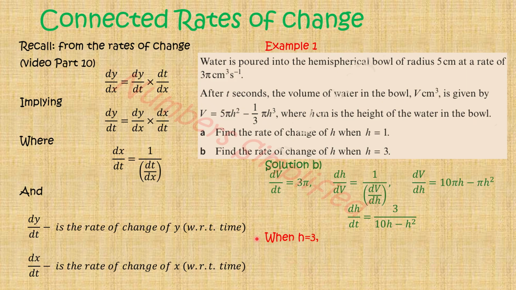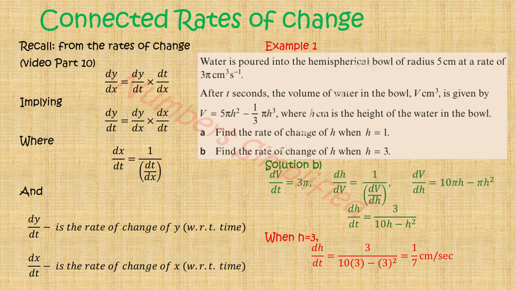Similarly, part B is going to become easier, because what we have already is the dh/dt, which is the rate of change of h. But now all we have to do is substitute for the h with a 3. So doing so, we get dh/dt is equal to 3 over 10 times 3 minus 3 squared, which is equal to 1/7 centimeter per second. And that completes part B of the problem.